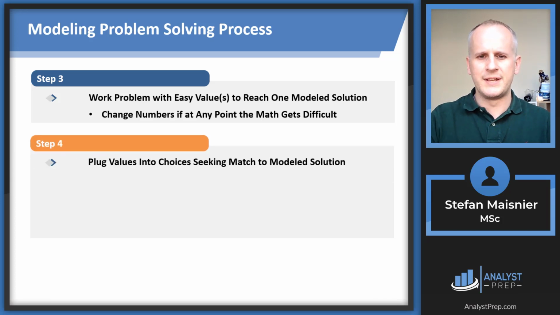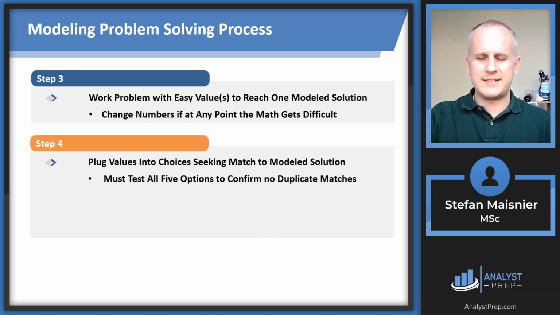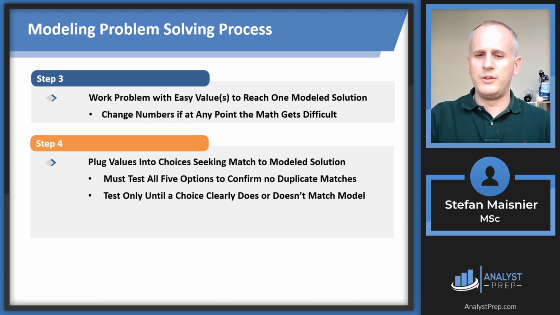Then step 4, of course, is to plug your values into the choices seeking a match to the modeled solution you arrive at. You have to test all 5 options to confirm there are no duplicate matches. Test, however, only until the choice does or doesn't match the model. Again, you didn't have to keep going when the denominator was so big in our example, right? You can just stop and say that's a fraction less than 1. I don't need to keep testing.